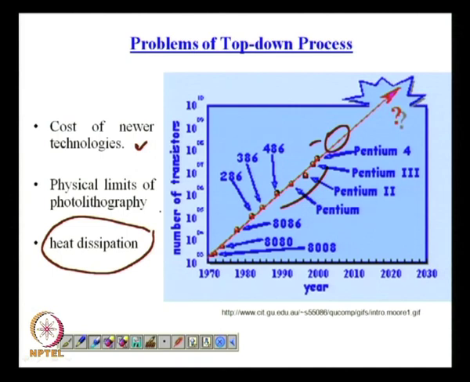Such a small size transistor will generate very small quantities of energy, but the areas are going to be so small that the heat flux to be removed in order to maintain the temperature of the chip within the allowable limit of about 80 degrees centigrade will be enormous.